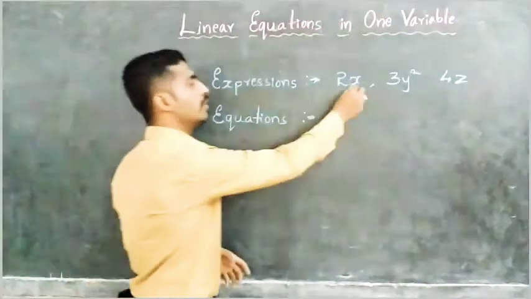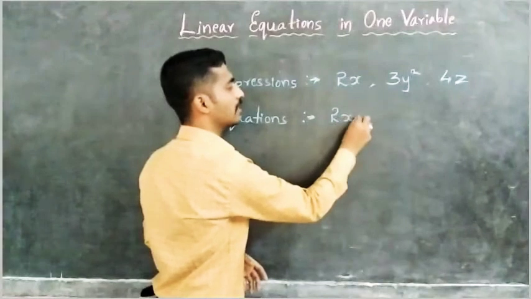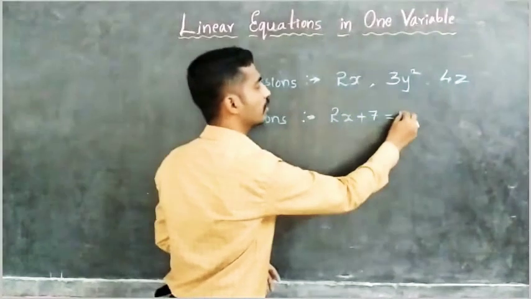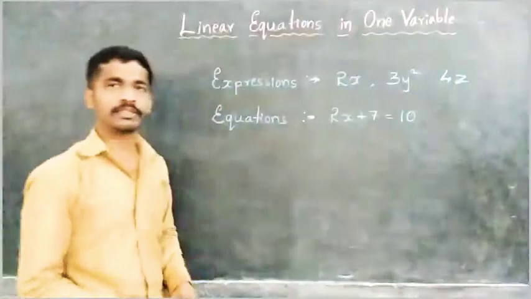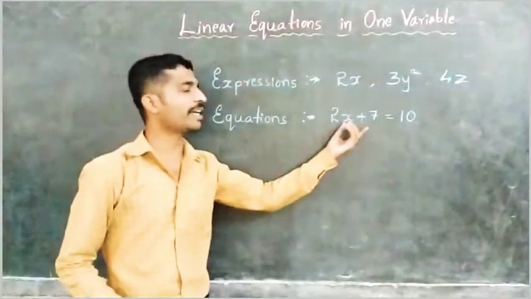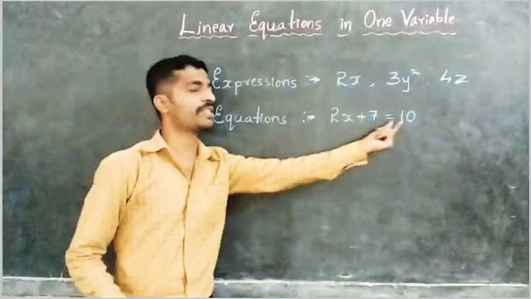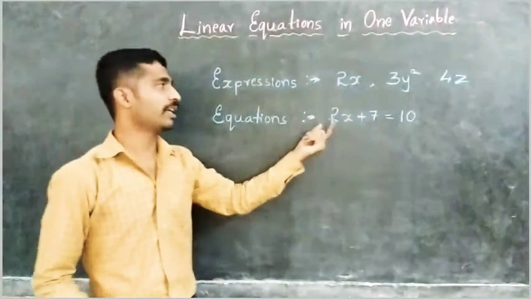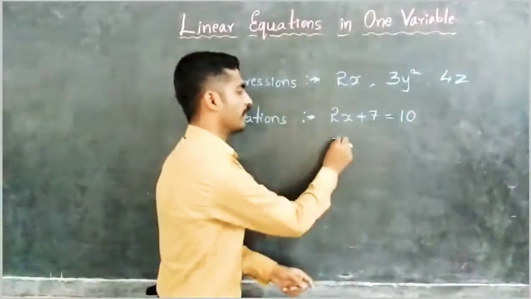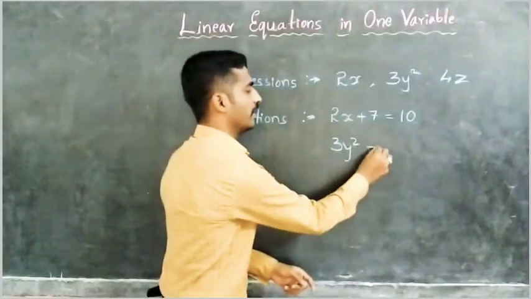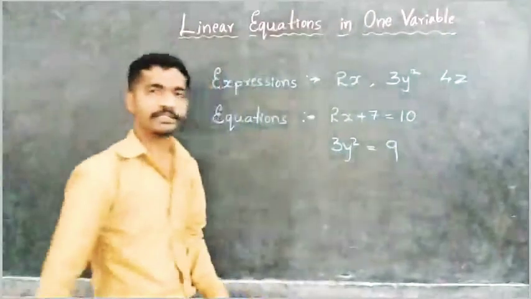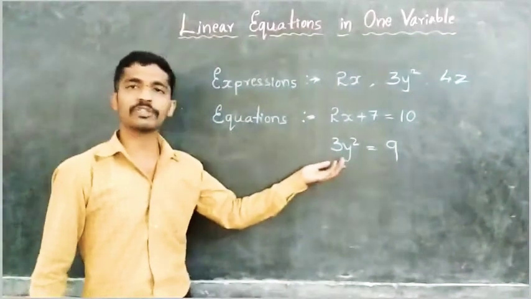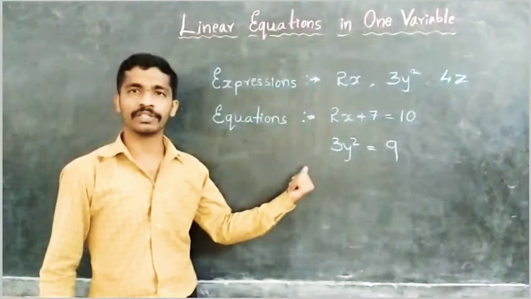If I take 2x plus 7 is equal to 10, equating the expression with another number, then it becomes an equation. Like that, if I take 3y square equal to 9, then it also becomes an equation.